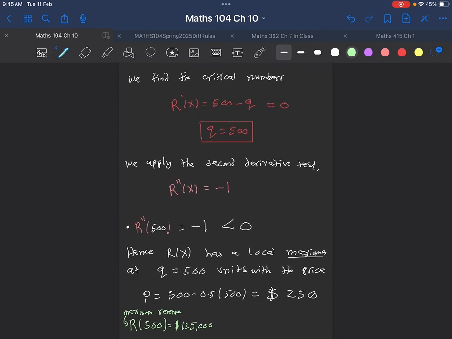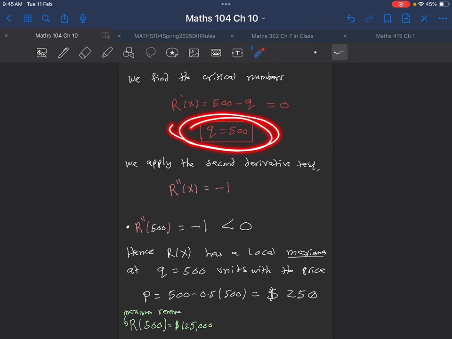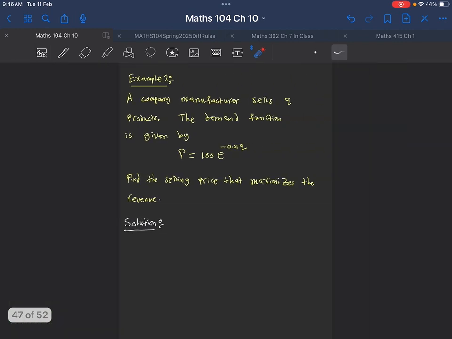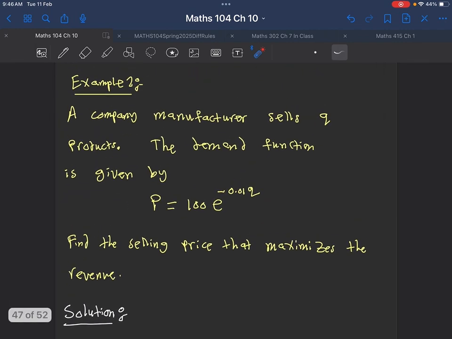Why is this example very important for business application? It will tell the manager of the company that the maximum revenue, no matter what you do, no matter how many items we sell, the maximum we can get is $125,000. That's the maximum we can get. So the company, in order to maximize its revenue, has to produce only 500 and exactly 500 phones. And that's the first question. Let's go to the second question.